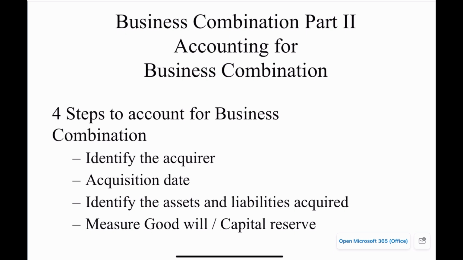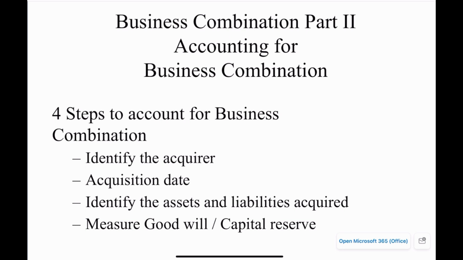So actually there are four steps to account for the business combination, and step one is to identify who is the acquirer. This is an important step, to see who is the acquirer and who is the acquiree. There are some concepts by which we can identify the acquirer. There are a few complexities as well, so I have given a few examples in today's class. We'll go through all the examples and see how to identify the acquirer.